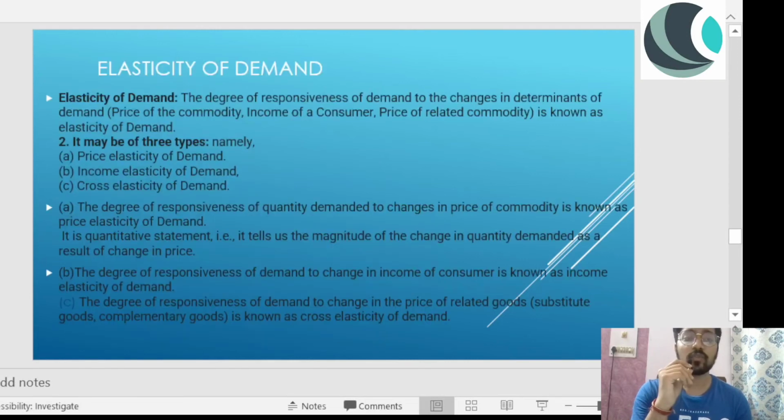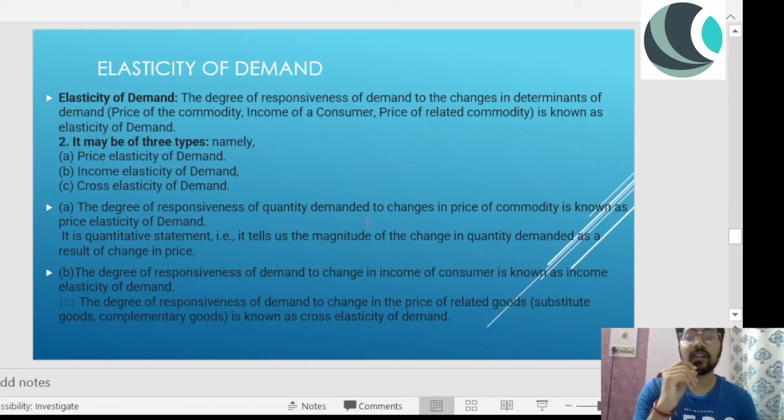Now let's move on to the most important topic as well, elasticity of demand. This is very important, fairly important. You will definitely get a question on this. So firstly, what is elasticity of demand? Because I have been coming across so many students who are still confused about what elasticity is.